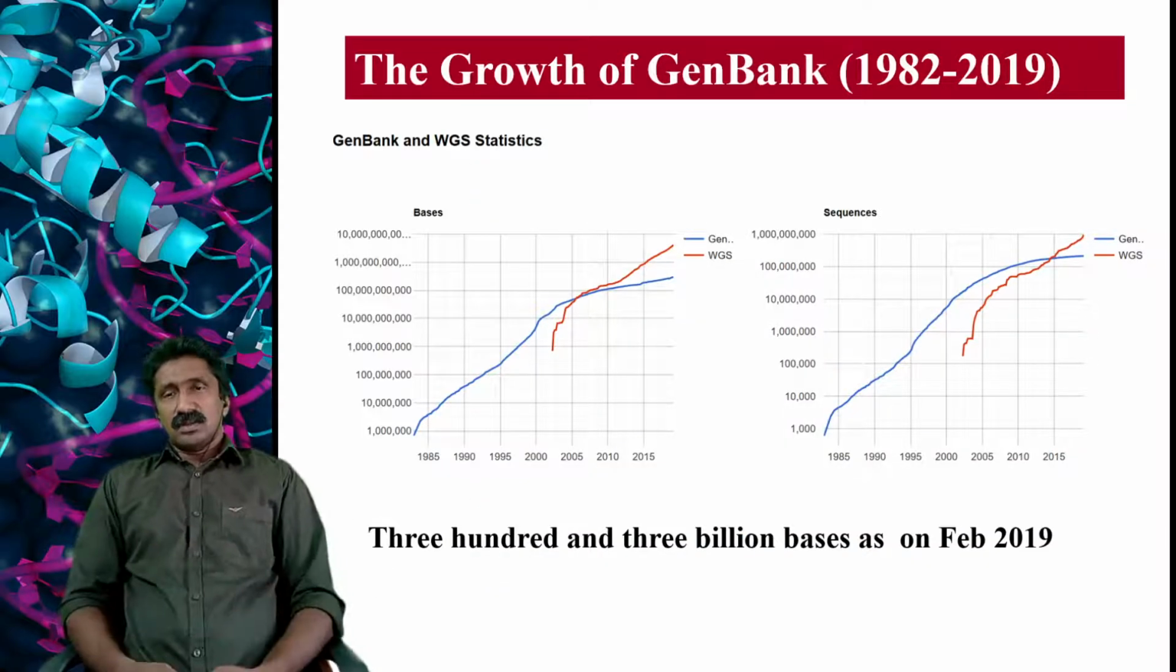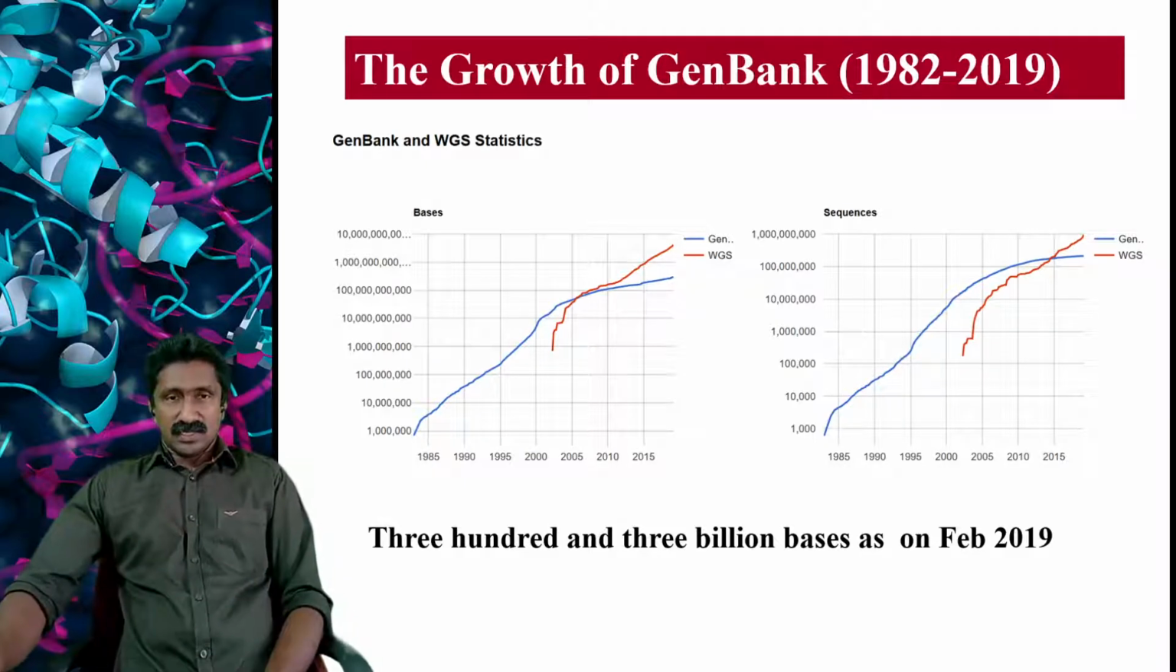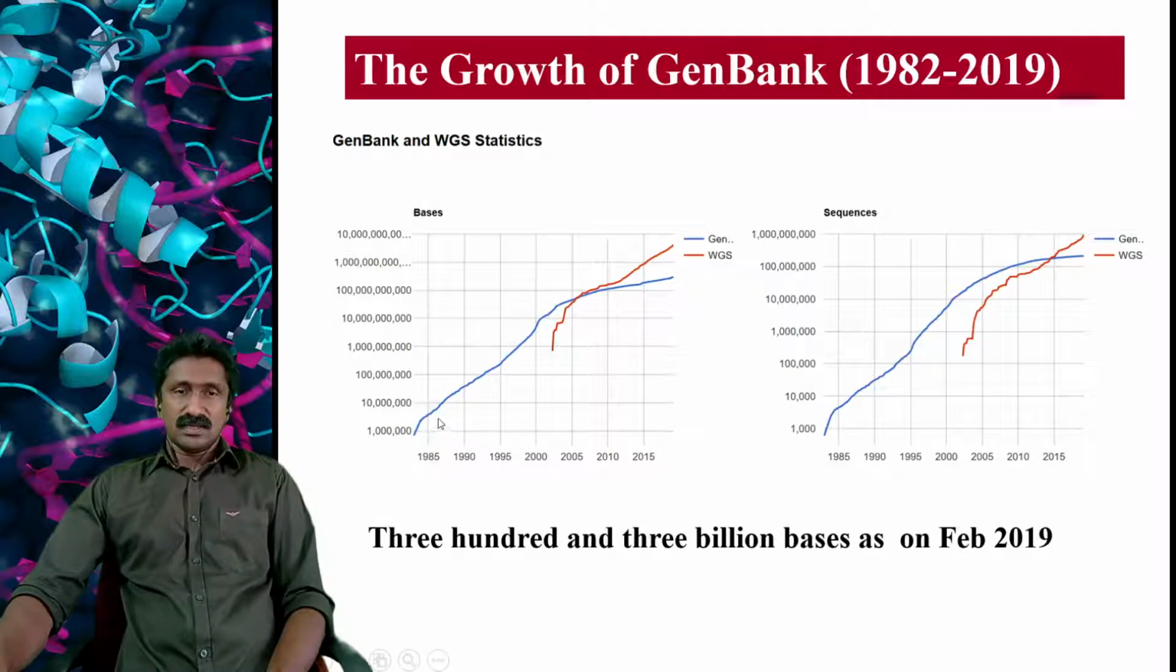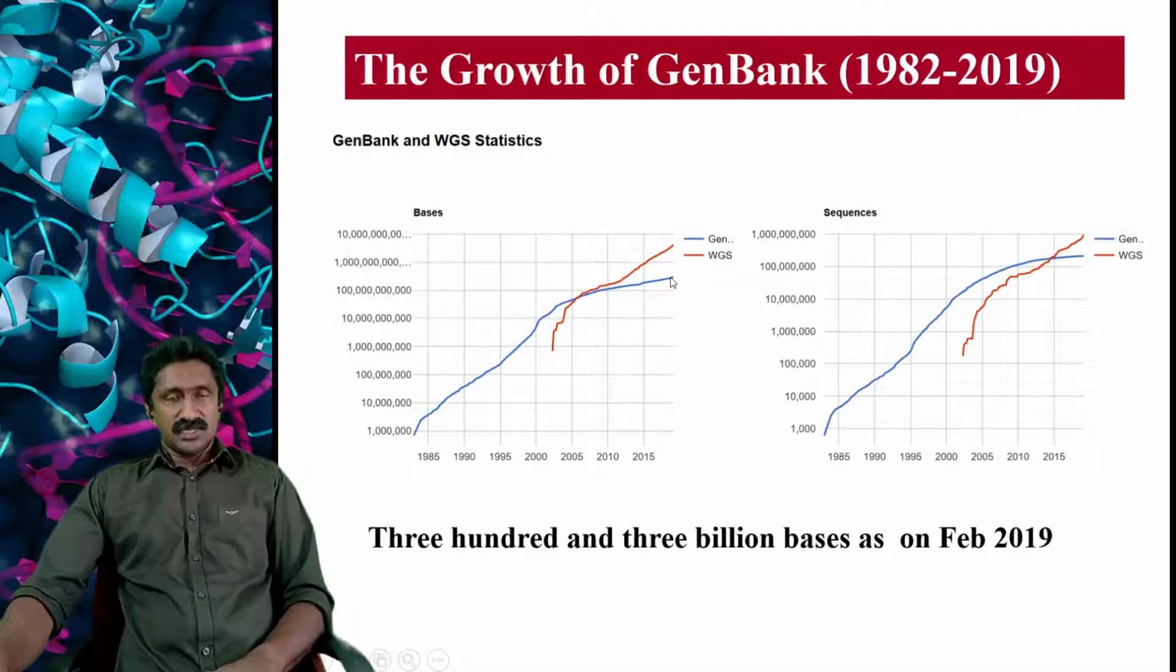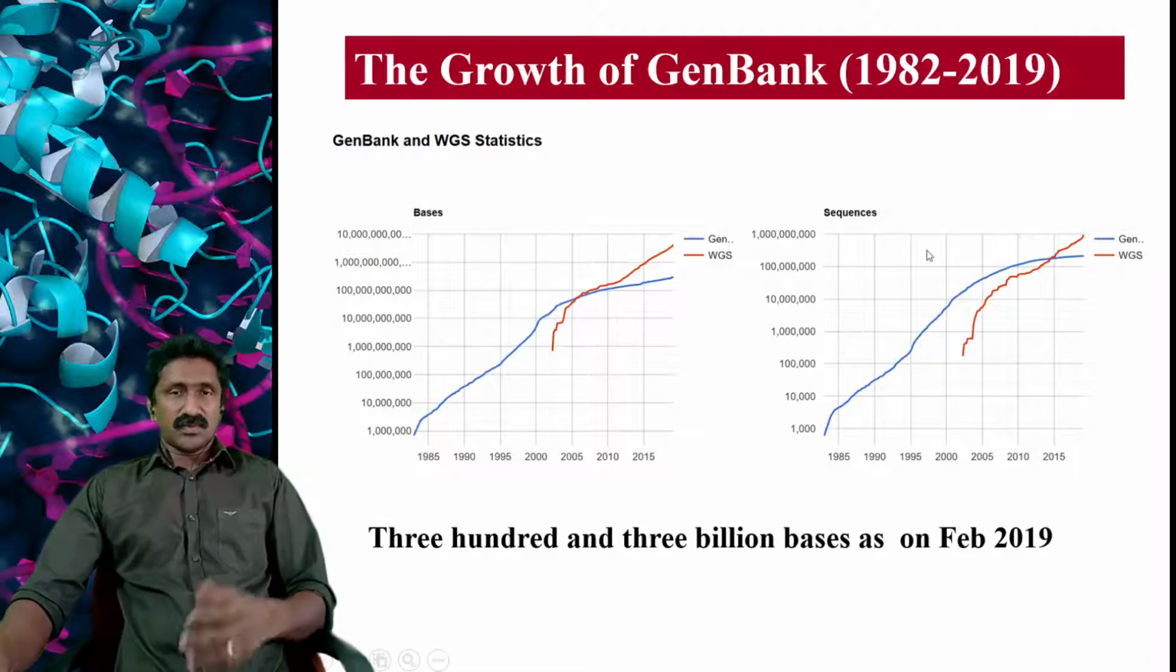This is another graph that shows 1982 to 2019 of GenBank, and this is the growth. This red line is all genome sequence, and this is the gene sequence, GenBank. So the complete sequences, or sequence related information, or the total number of bases submitted in the GenBank database, again increases exponentially. This is also another similar type of sequences.